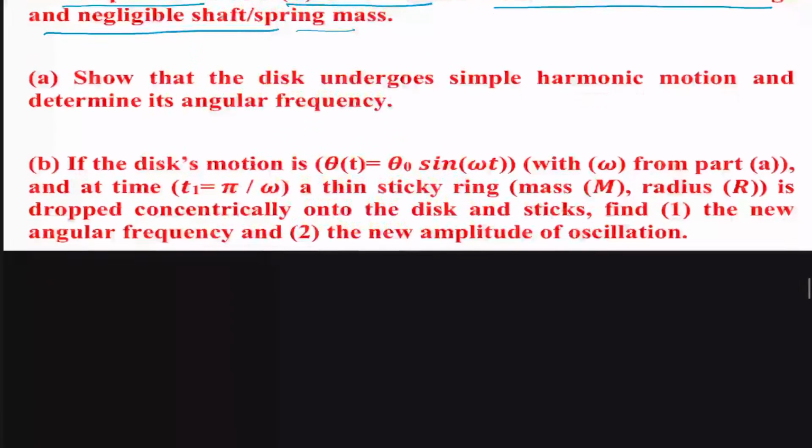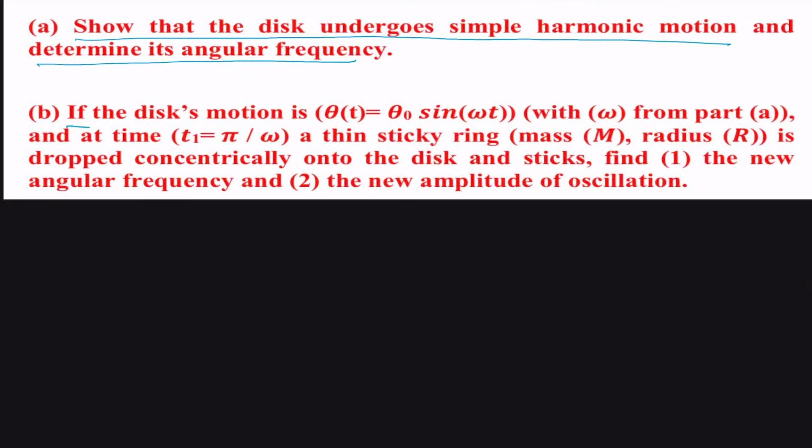So based on this we have two questions. Part A: show that the disk undergoes SHM and determine its angular frequency. Part B: if the disk motion is theta(t) equals theta naught sine omega t, with omega from part A, at time t1 equals pi by omega, a thin sticky ring of mass capital M and radius r is dropped concentrically onto the disk and it sticks. Find the new angular frequency, and the new amplitude of the oscillations. So these are the questions that are based on it.